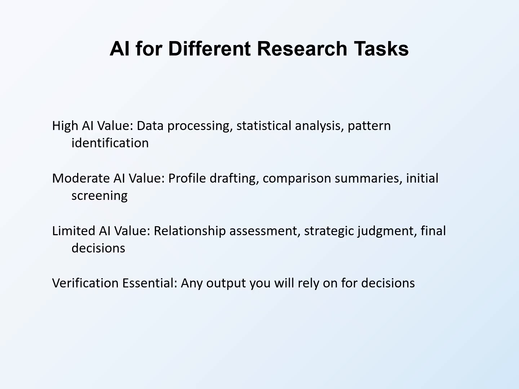AI can produce useful first drafts and preliminary analyses that you review and refine. These tasks benefit from AI acceleration while requiring human judgment for quality assurance. Limited AI value applies to relationship assessment, strategic judgment, and final decisions. Whether a foundation is genuinely open to new applicants, whether a program officer's comments suggest encouragement or discouragement, and whether to pursue an opportunity are judgment calls AI cannot make well.